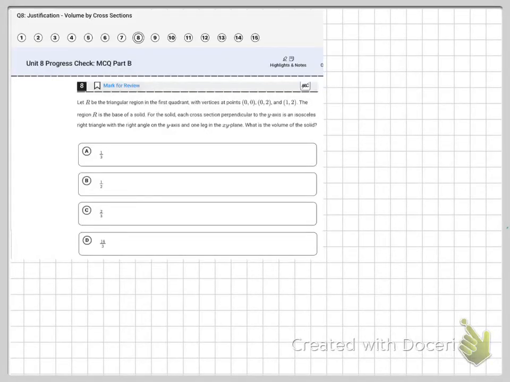Thereby. Cross sections. What did he say? I think he said cross sections. All right, we got a bunch of vertices over here. No function. What the heck? We have to find a volume for the solid that has cross sections that are perpendicular to the y-axis, and it's an isosceles right triangle, and the right angle is on the y-axis. Okay, let's draw a picture.